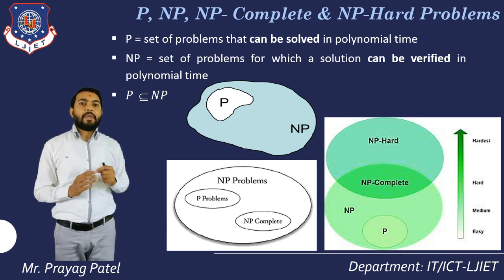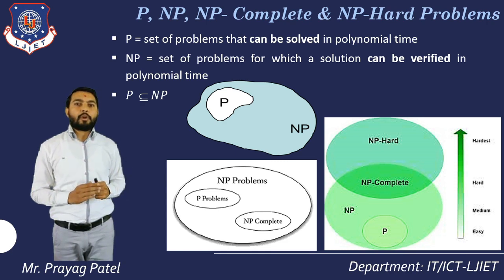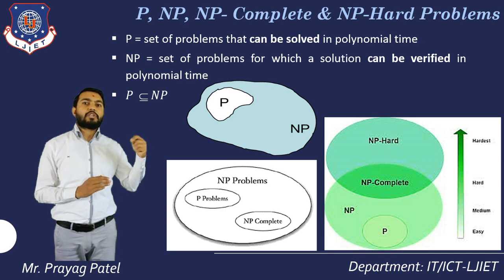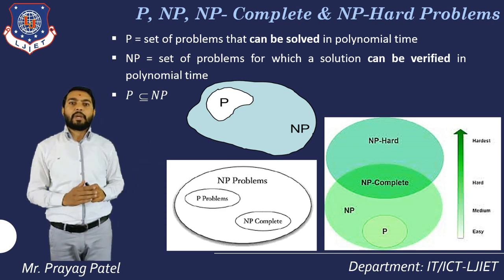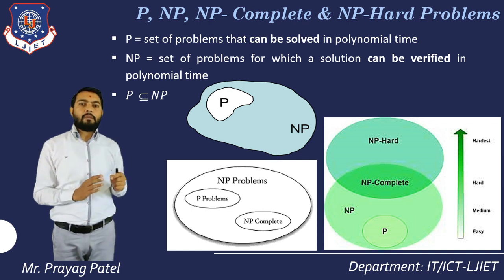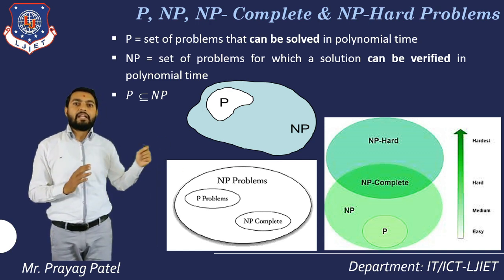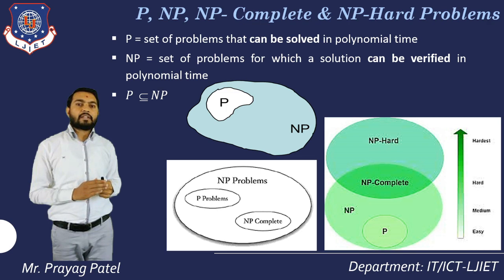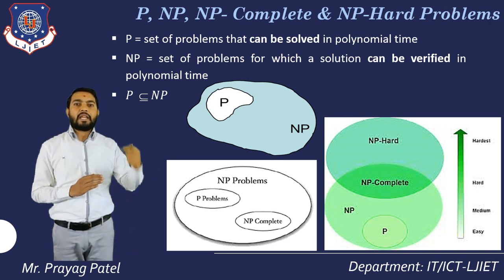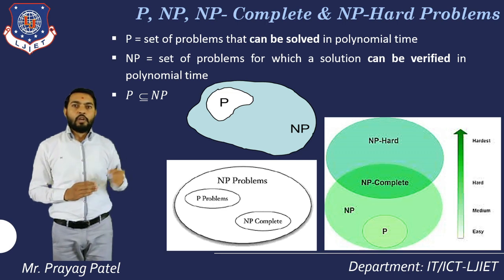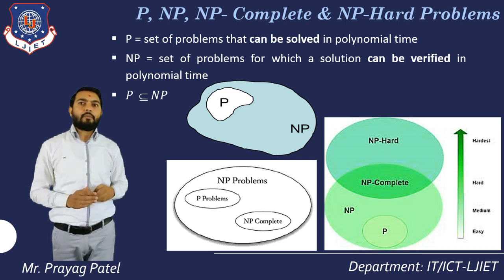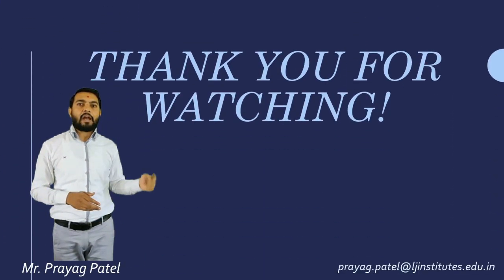Now next is the NP complete problem. An NP complete problem is basically an NP problem and it can be solved, then it is called NP complete. And the last one is NP hard. So an NP hard problem cannot be solved like this. So in this way we can say that from easy to hardest the order is P, then NP complete, then NP hard. So this is a basic introduction to P problems, NP complete and NP hard problems.